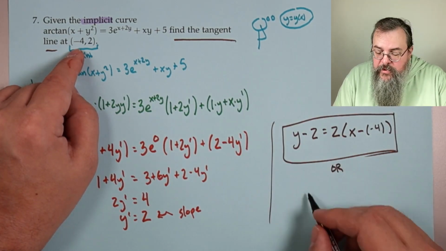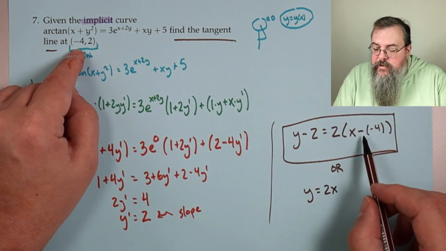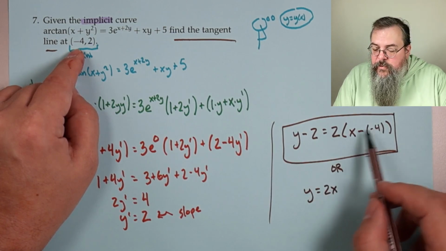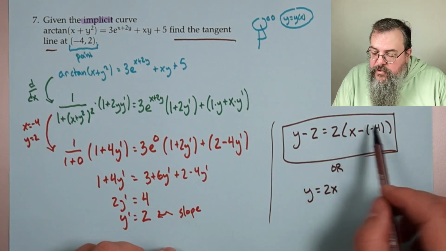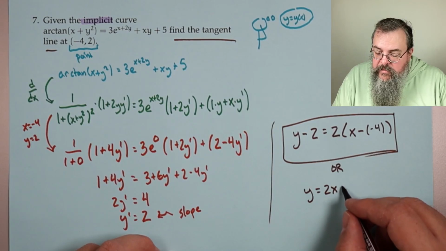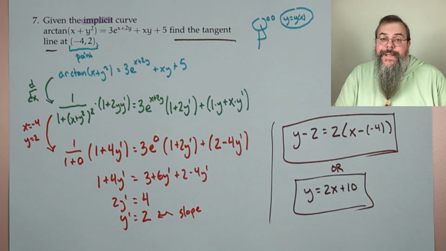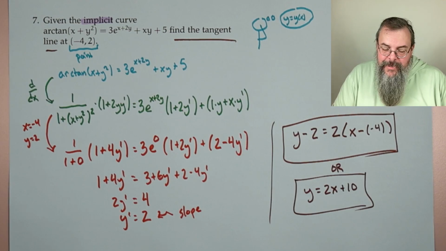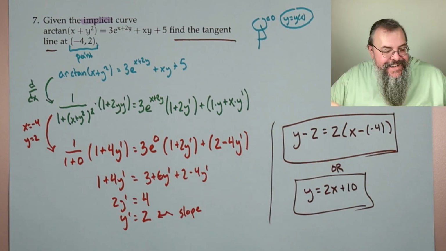Or if we wanted to, we would say, oh, that's the same as y equals 2x. Now here you'll see we have a plus 4, and then times by 2 makes a plus 8 and plus 2 is plus 10. So y equals 2x plus 10. And there's our tangent line. All right. Nice. Woohoo. Yeah.